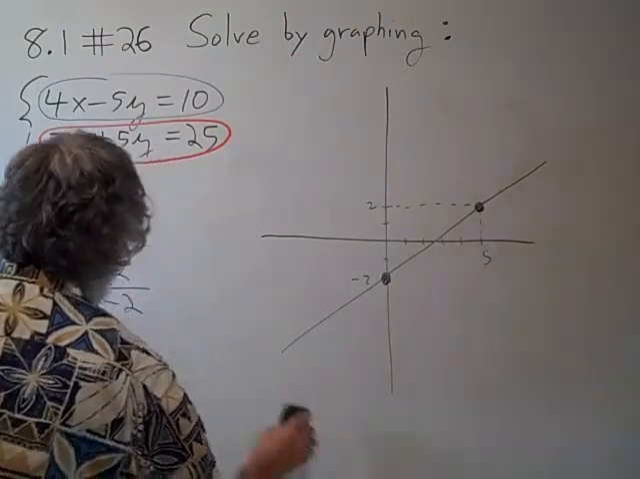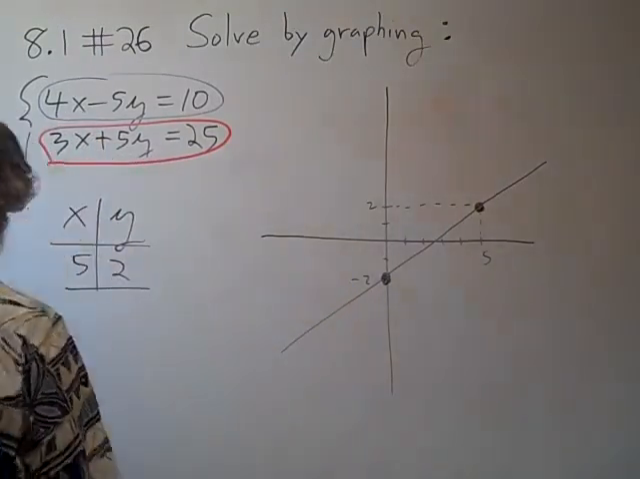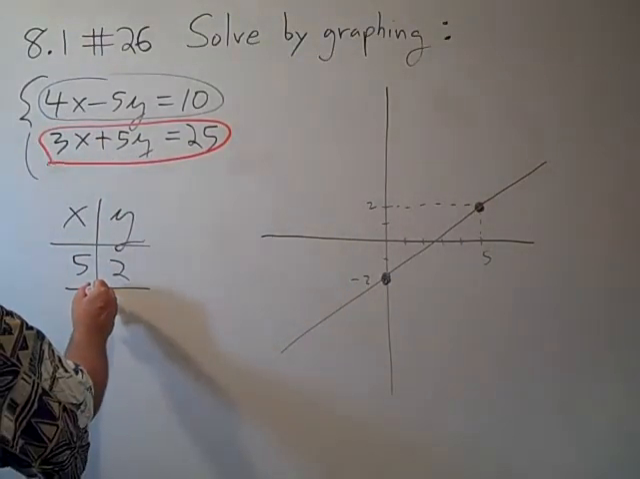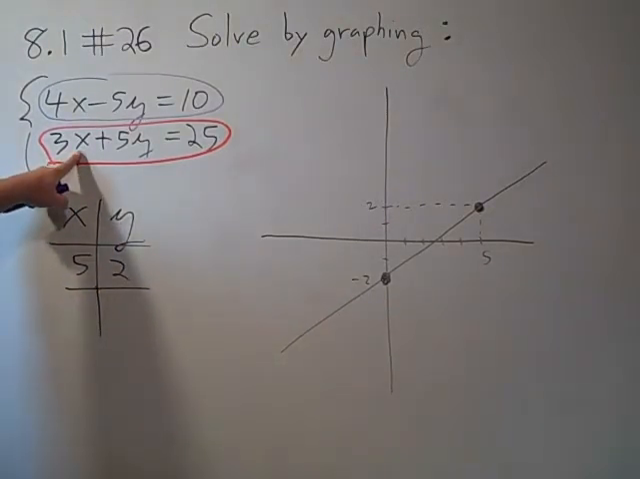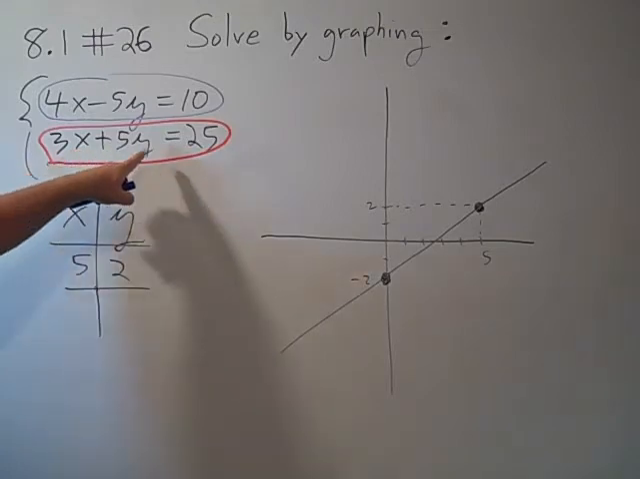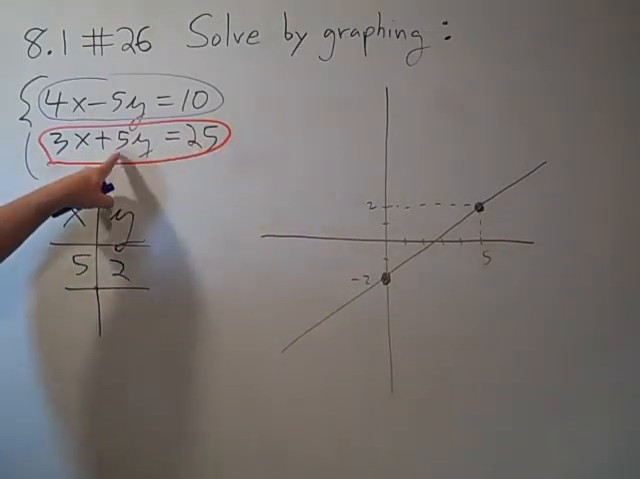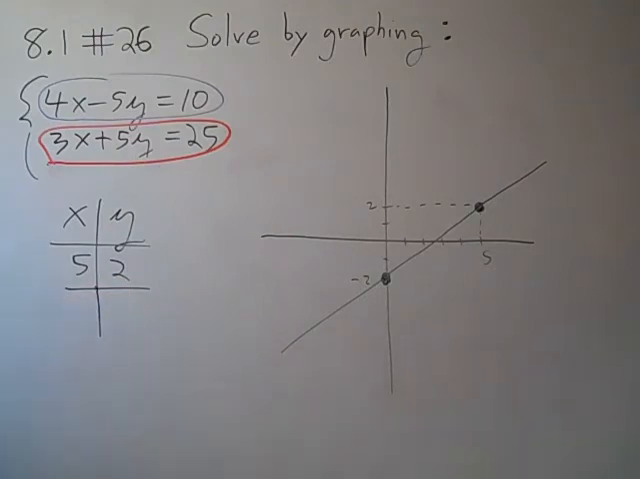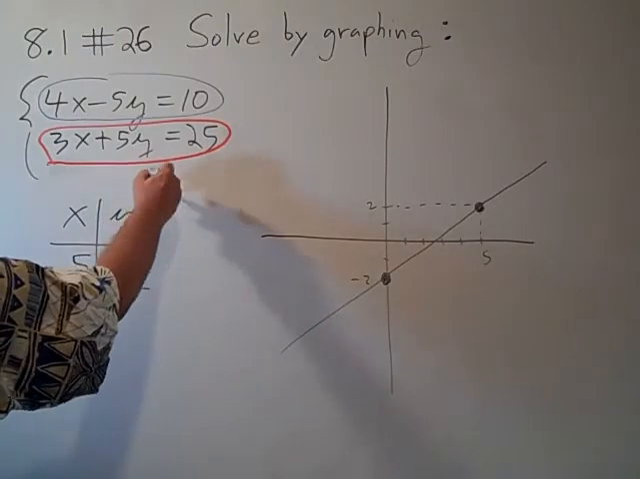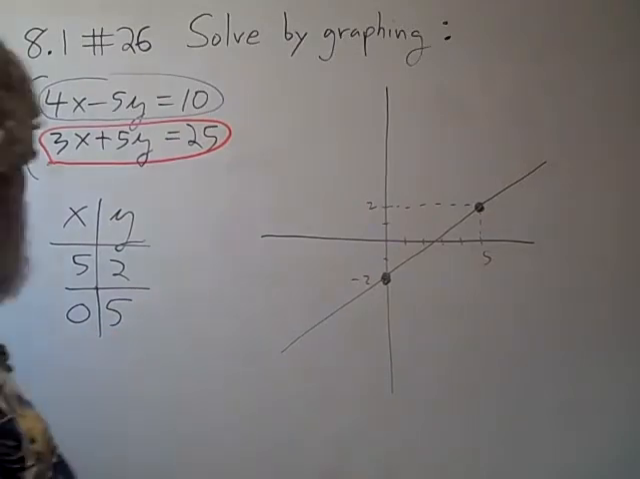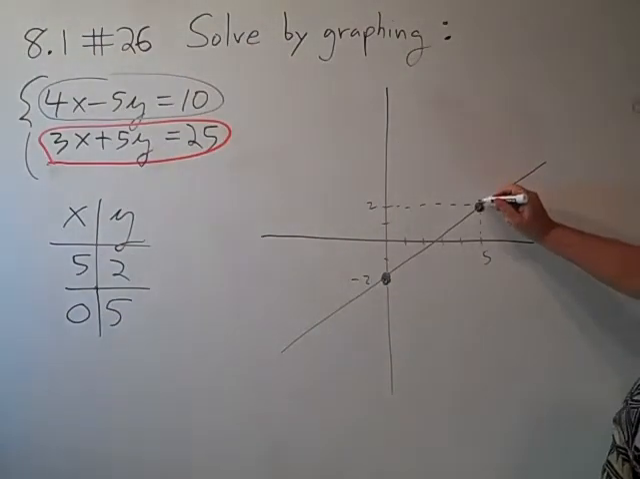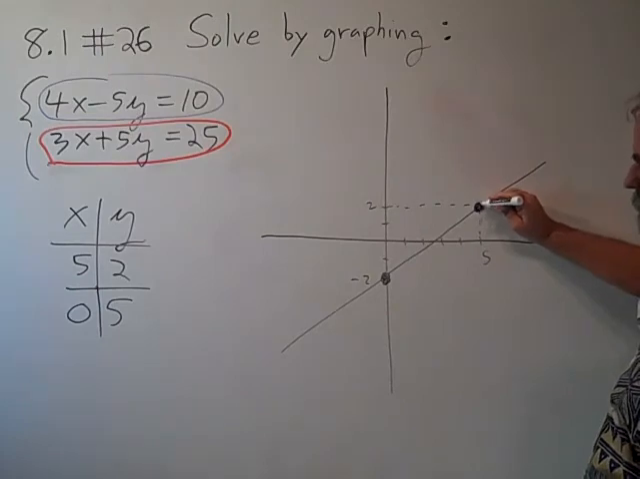This line also has the point 5, 2 on it. Just to quickly check that, if x is 5, 3 times 5 is 15. And take away 15 from 25, you get 10 over there, so 5 times 2 is 10, so yep, this works. Let's find another point on this line by setting x equal to 0 and y equal to 5. 5 times 5 is 25.